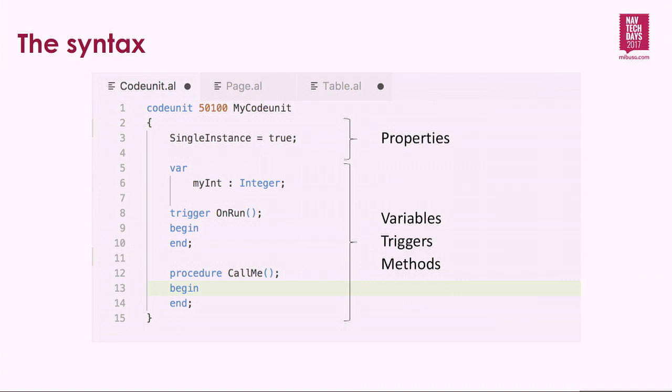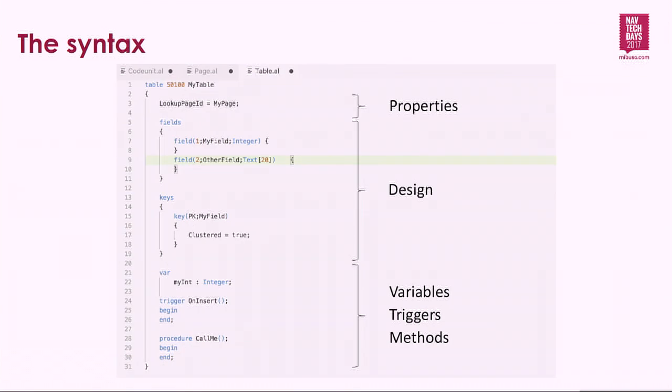So this is an example of a code unit. This is the simplest object in terms of metadata. You can see that on top we have the object properties, followed by variables, triggers, and methods. This ordering will be enforced by the compiler, and will be consistent across all objects. So you will see this in pages, tables, reports. It's always properties first, then an object-specific section, and then the code.